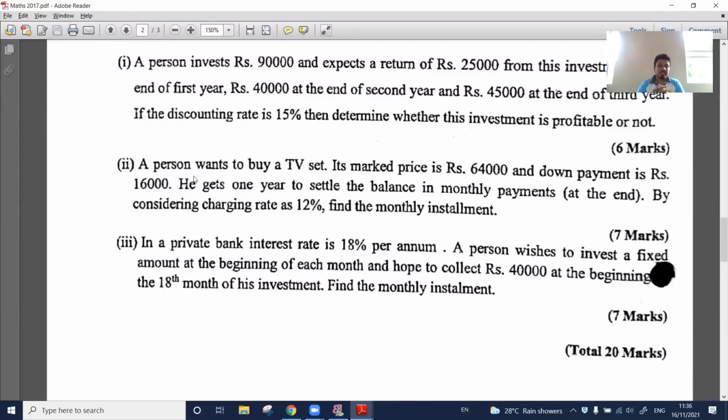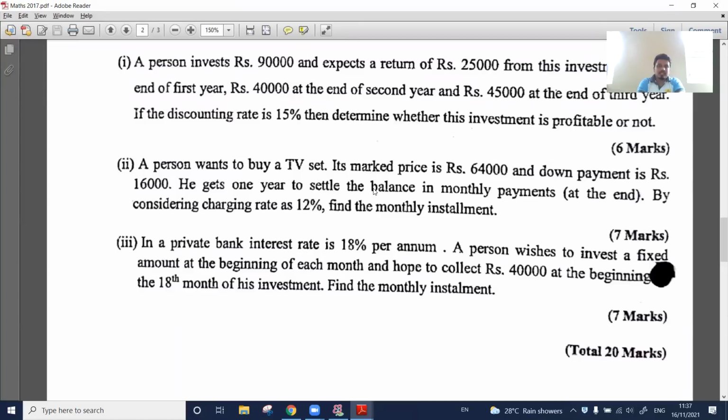As monthly payments. By considering charging rate as 12%, find the monthly installment. Monthly payment එකක් for 1 year. Same amount at equal time gaps for a specific time period. This is again what? Again an annuity. Again annuity එකක්. Monthly payment එකක්. එක සමාන මුදලක් මාසිකව අපි අවුරුද්දක් පුරාවට ගෙවන්නේ annuity.